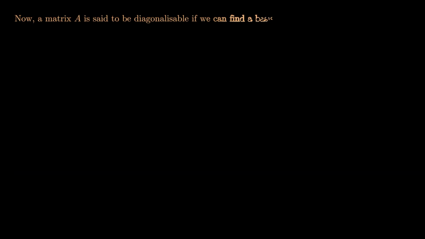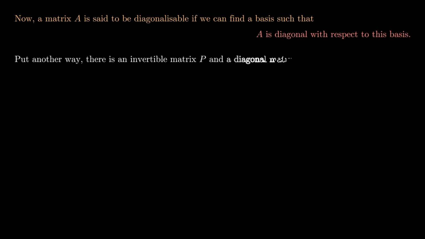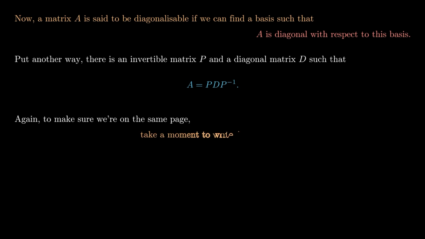Now, a matrix A is said to be diagonalizable if we can find a basis such that A is diagonal with respect to that basis. Put in another way, we can find an invertible matrix P and a diagonal matrix D such that A can be written as P D P inverse. This is exactly the same as saying that we can change the basis such that when A is written in this basis, it's diagonal. Again, to make sure we're on the same page, take a moment to write down an example of a diagonalizable matrix.